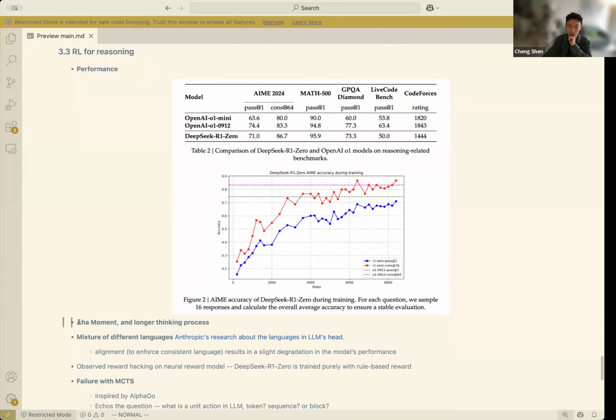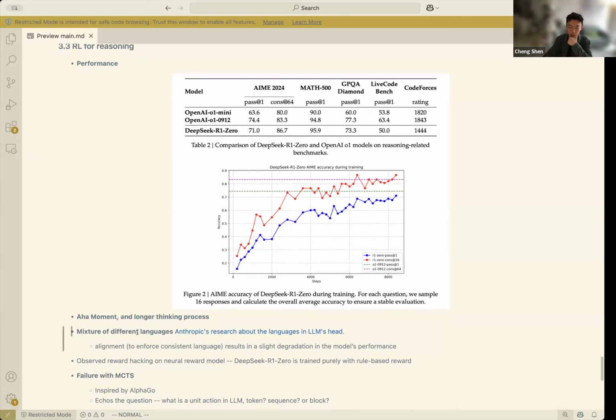Especially they mentioned this aha moment in the paper as well, where when DeepSeek R1-Zero is trying to answer the question, sometimes it says, hey, this is an aha moment I should mark here. Maybe I should think about whether this is correct. So it's having this kind of retrospective self-inspection and taking a longer thinking process and getting a better accuracy in the end.